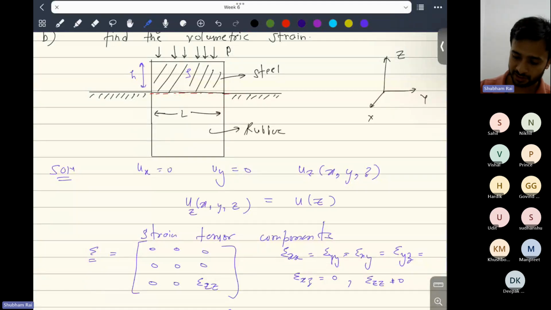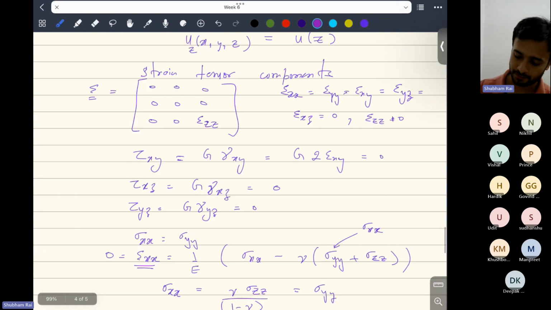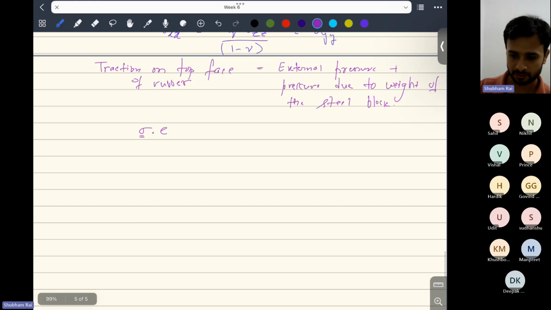Normal of this face will be in direction E3, so we want to get traction on this face. So that's why we are noting sigma n. Note it will not be a dot product, but rather multiplication of stress tensor with normal vectors. That will be sigma E3. This will give you traction on face of the rubber.